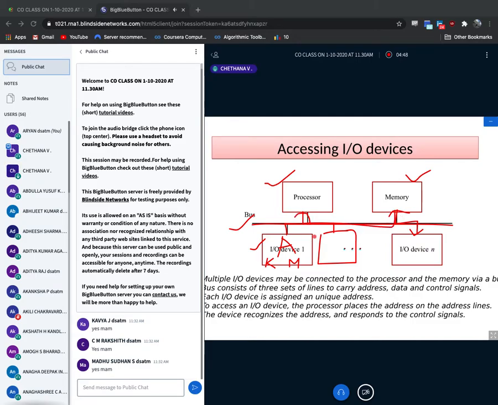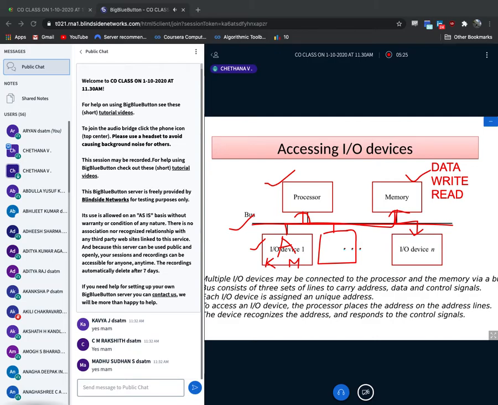Sometimes I need to write the data, and sometimes I need to read the data. There are two possibilities. Via this bus, the data may be written, or the data could be read. Either you can read the data or write the data. There are two possibilities.